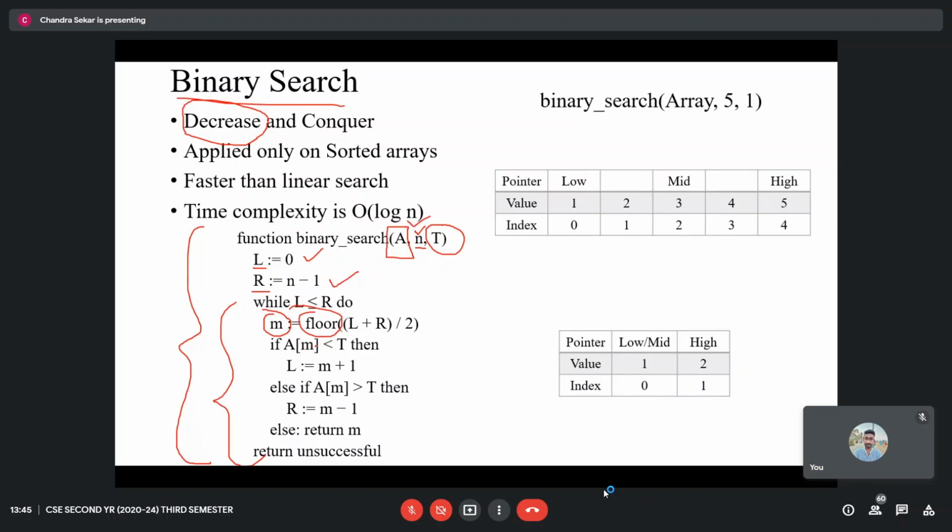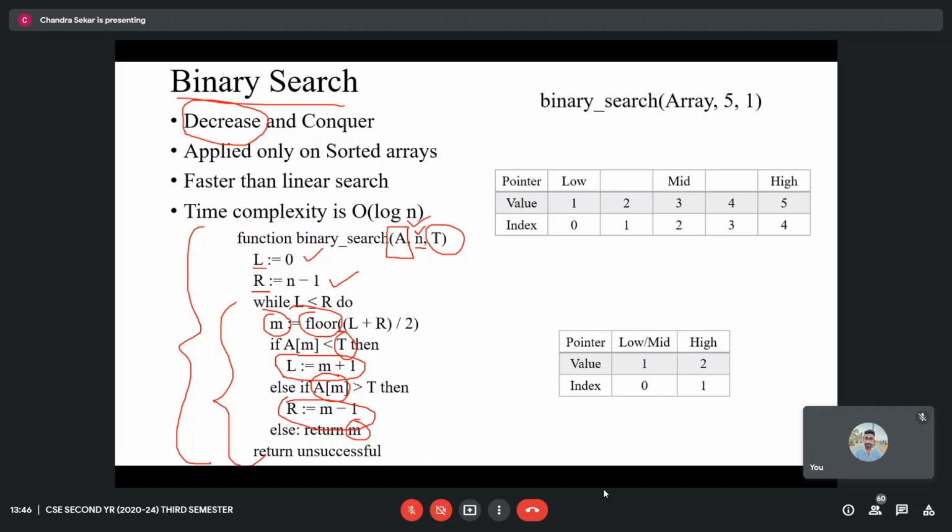If the middle element is less than the target element, then the search will proceed in the second half of the array. That is, left will be incremented to middle plus 1. If the middle element is greater than the target element, then obviously the target should be in the first half of the array, so the right is decremented to m minus 1. Otherwise, if the middle element matches the target element, then the middle element will be returned.